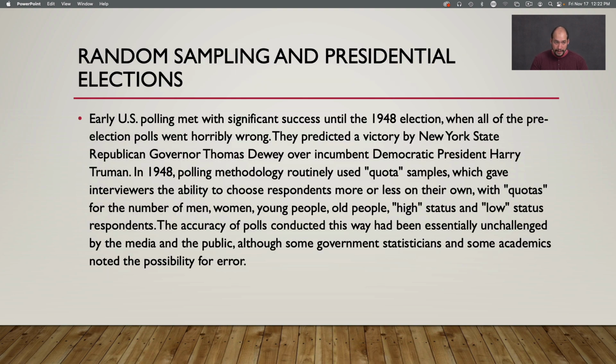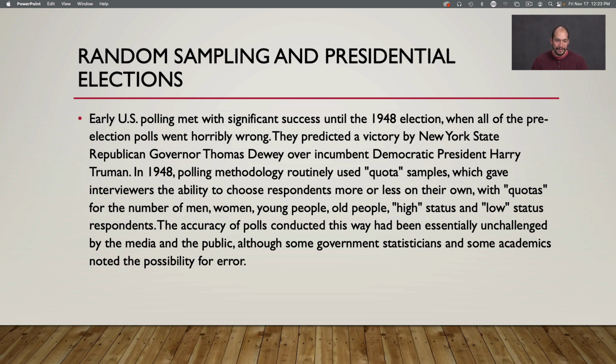So here's another instance of random sample and presidential elections. In this instance of collecting data, U.S. polling met with significant success until the 1948 election. Meaning they had made good predictions for who would be the next president. They predicted a victory by New York State Republican Thomas Dewey over Democratic President Harry Truman. Obviously, we've never heard of Dewey, at least in the president name.